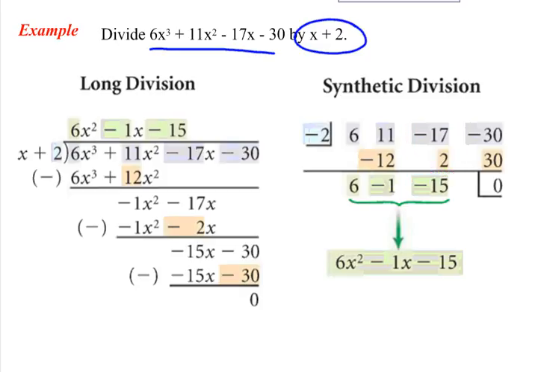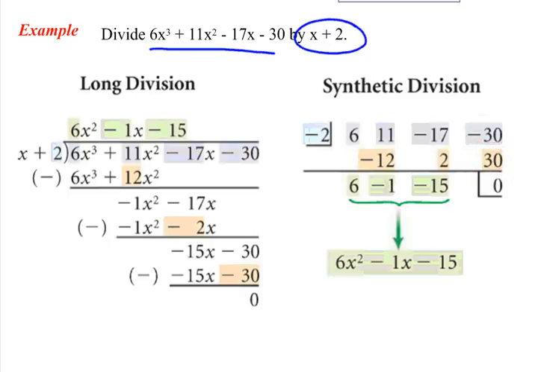Now negative 15 is below the line, so we're going to multiply. Negative 2 times negative 15 is positive 30. Positive 30 is above the line, so now we're going to add. Negative 30 plus 30 is 0. 0 ends up being our remainder, and then we work backwards, so to speak.